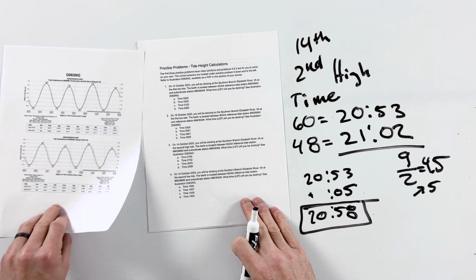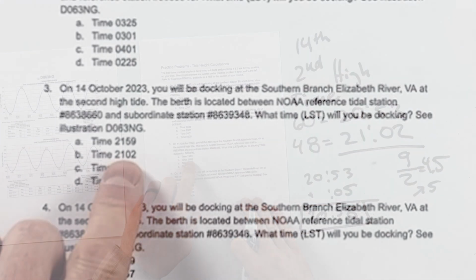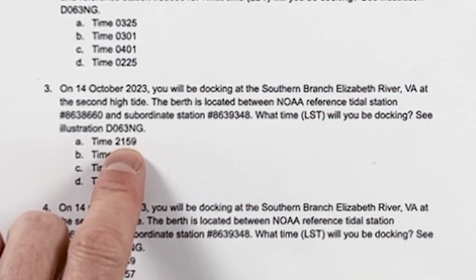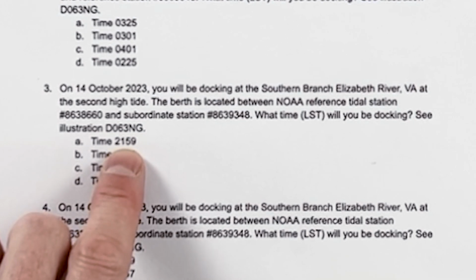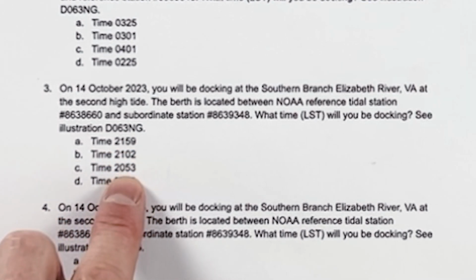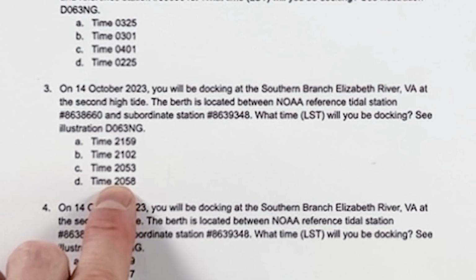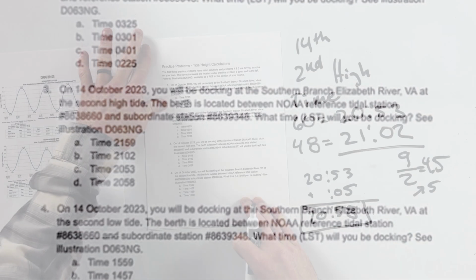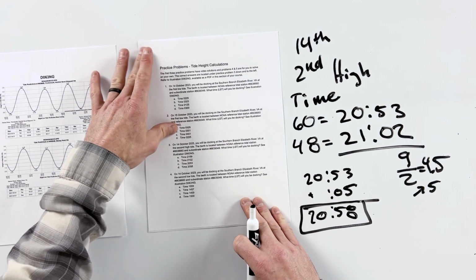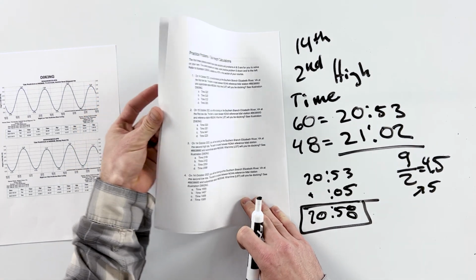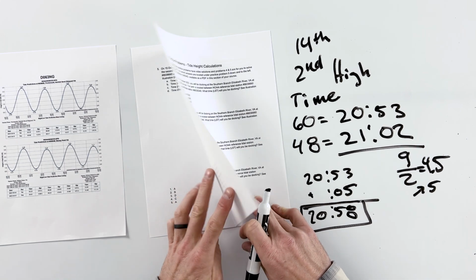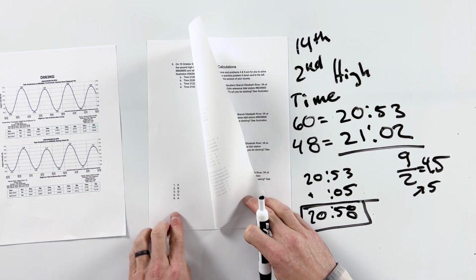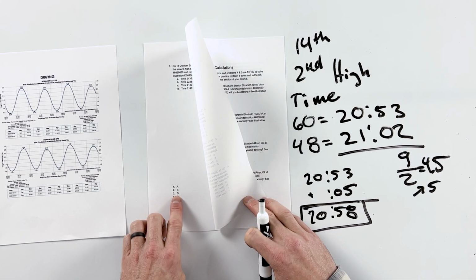Let's check 3. I see, okay, at 21:59, that's an hour off, isn't it? It looks close. Okay, that's not it. 20:58, I see it as D. 3 is D. Three is in fact D.